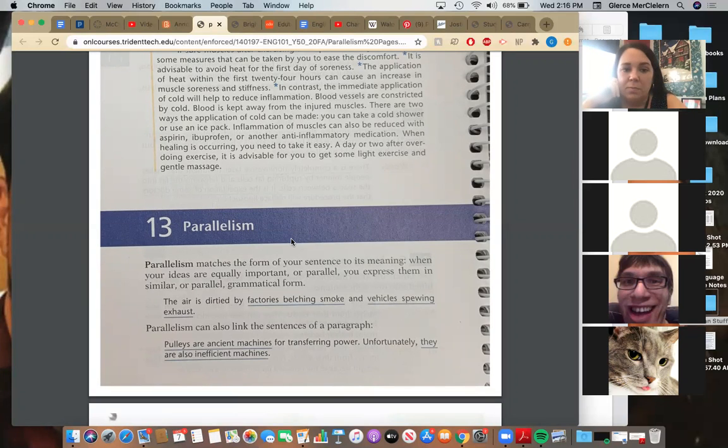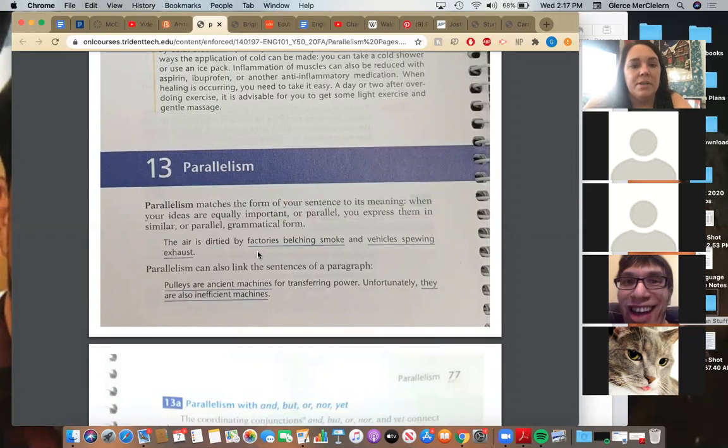Parallelism is basically when you match the form of your sentence to its meaning. This says when your ideas are equally important. I don't know that important is the right word, but if they are equal in form, then you express them in similar or parallel grammatical form. I'll show you in a second some examples of what it looks like when you don't do it right, and then I think that will help you grasp this a little bit more.